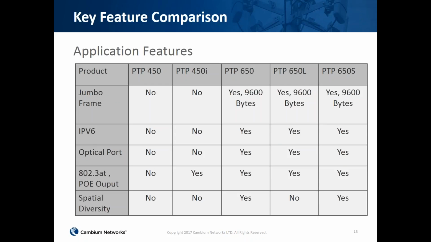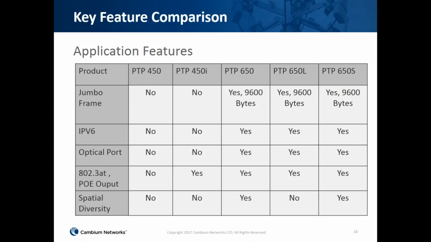And then this last slide on comparison really talks about some of the more specific or niche features, but it's important to note that these features exist if you run across requirements or applications that need them. So for example, IPv6 support for management is available on the 650. There's an optical fiber port available on the 650. Both the 450i and the 650 have that PoE output port, so you can do 802.3 standards-based AT output. That again, I can power a camera or an access point from there.